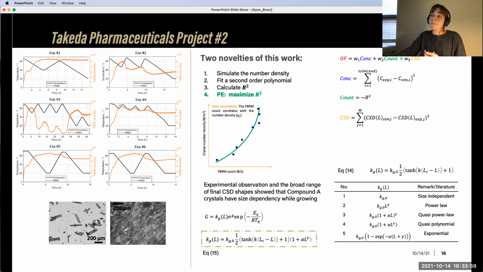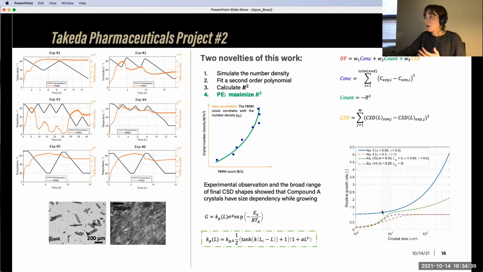And the other one was these crystals demonstrated a size-dependent growth. So small crystals didn't grow fast enough, but large crystals were growing fast. So there was this broadening effect due to that in the crystal size distribution. So we went back to the literature and looked at the models that are already there for size-dependent growth. And then we also came up with our own formulation for size-dependent growth to describe the system the best.